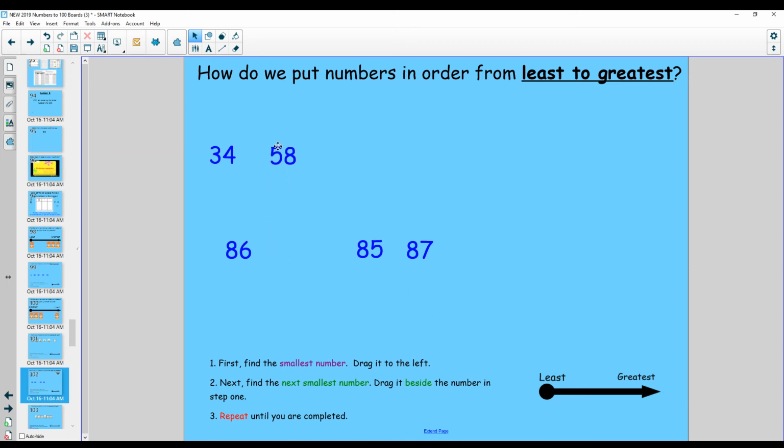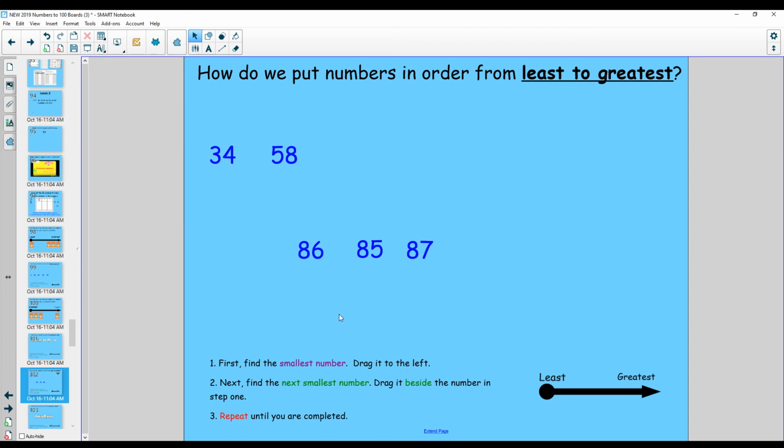58. You got it. Oh boy, look at all these 80 numbers. They're all 86, 85, and 87. How am I going to put those in order? They all have 8 in the tens place. I'm going to look at what place? The ones place. You got it.